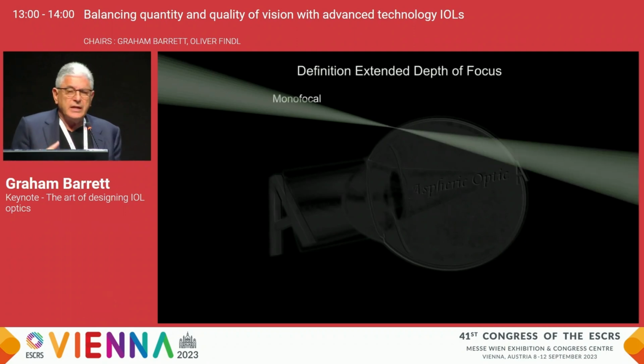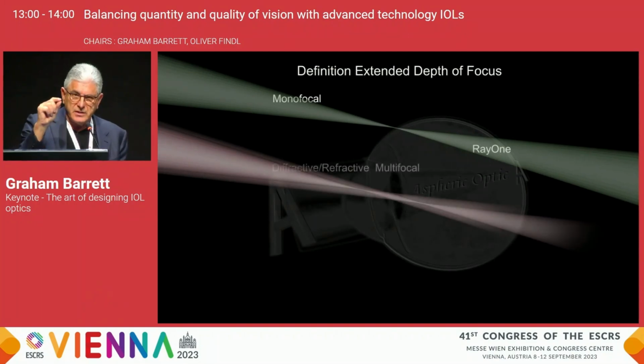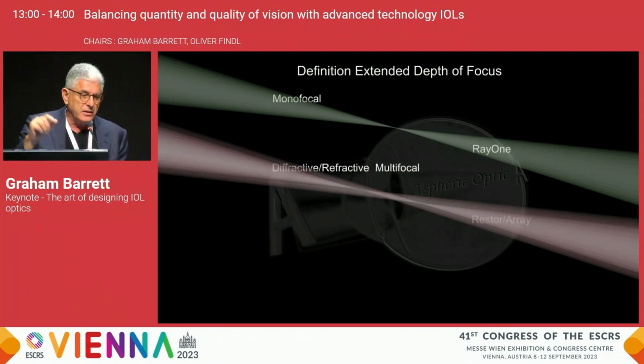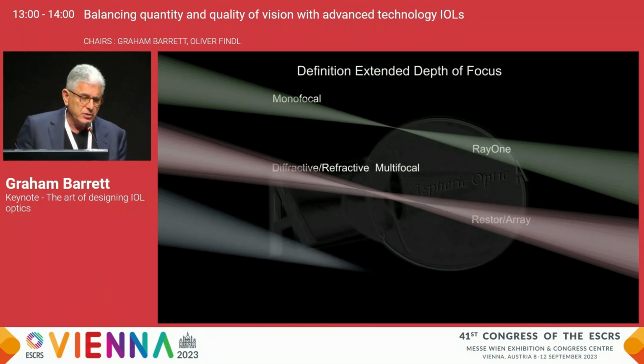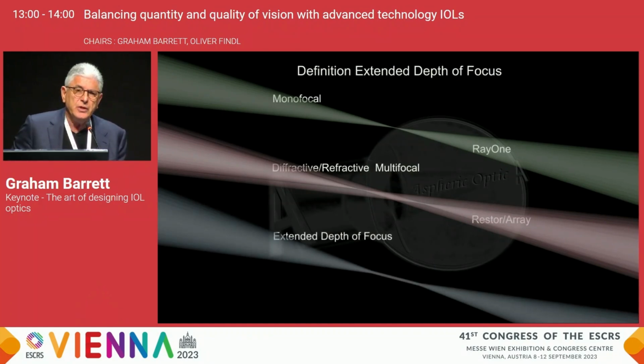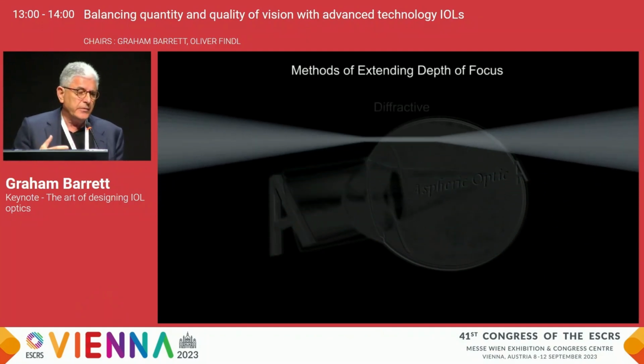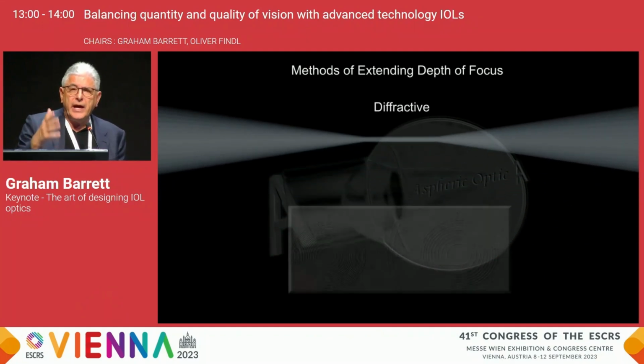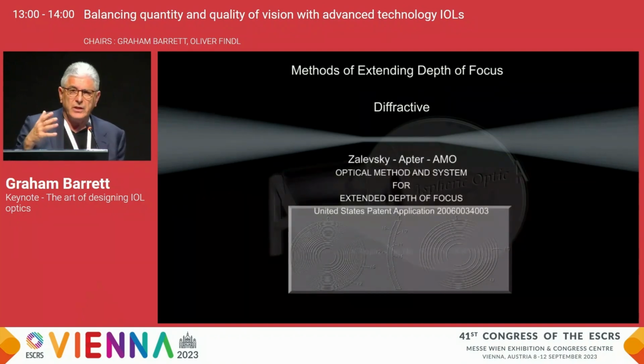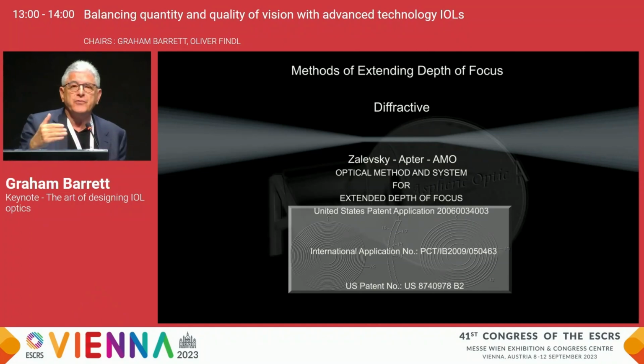So, by definition, extended depth of focus is quite simple. Rather than splitting the light, we take the single point of focus and we extend it to provide a greater range of vision, including intermediate and near vision. And there are many ways you can do this with optics. You can use diffraction as the J&J low add diffractive bifocal or the low add trifocal, or you can use phase shift technology such as in the Vivity lens.